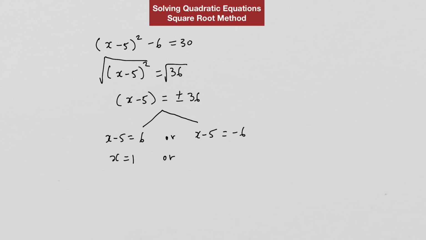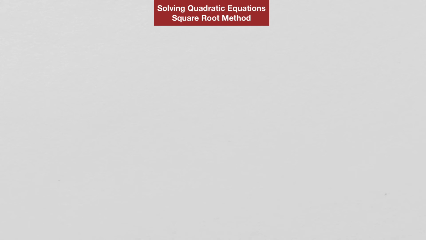And then on this side, we need to do the same thing. We need to add 5 to both sides to move this negative 5 to the other side of the equation. And when we do, we get x is equal to negative 1. Okay, so that is our answer. Okay, next example. We have 3 times the quantity (x plus 7) squared minus 2 equals 22.